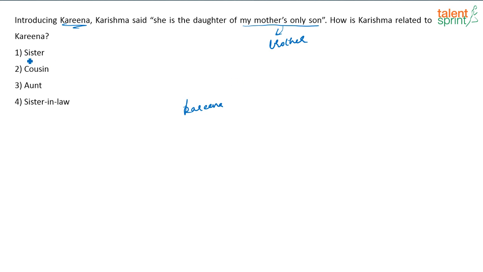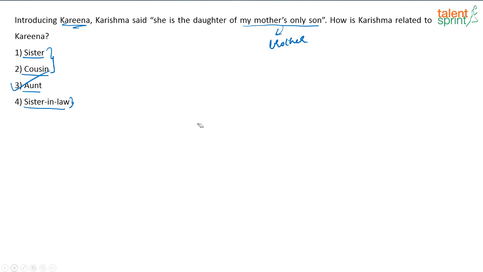Look at the options given: sister, cousin, sister-in-law, aunt. Now sister, cousin and sister-in-law are all the same generation, right? These three options mean that Kareena and Karishma are in the same generation, which is not true. Definitely Karishma is going to be one generation above Kareena. So looking at the options, the answer has to be option 3, aunt.